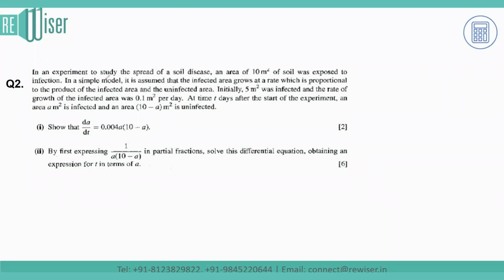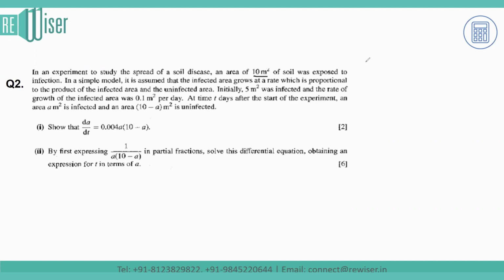Hello students, in an experiment to study the spread of soil disease, the area of 10 meters square of soil was exposed to an infection. In a simple model, it is assumed that the infected area grows at a rate which is proportional to the product of infected area and uninfected area. Initially, 5 meters square was infected and the rate of growth of infected area was 0.1 meter per day.